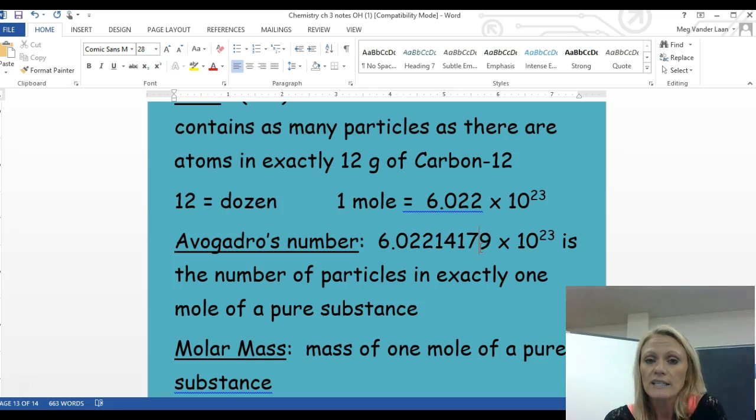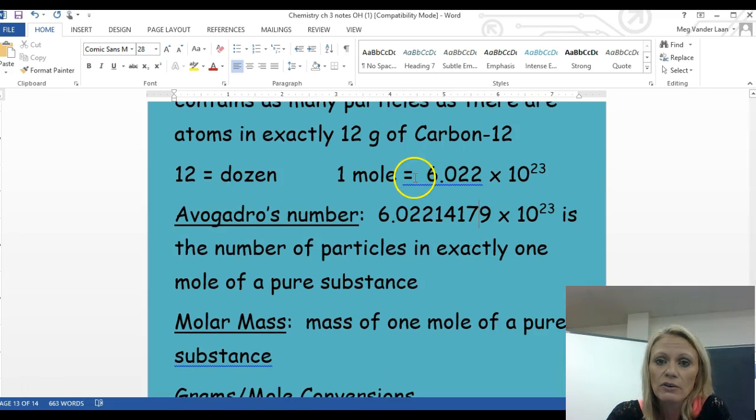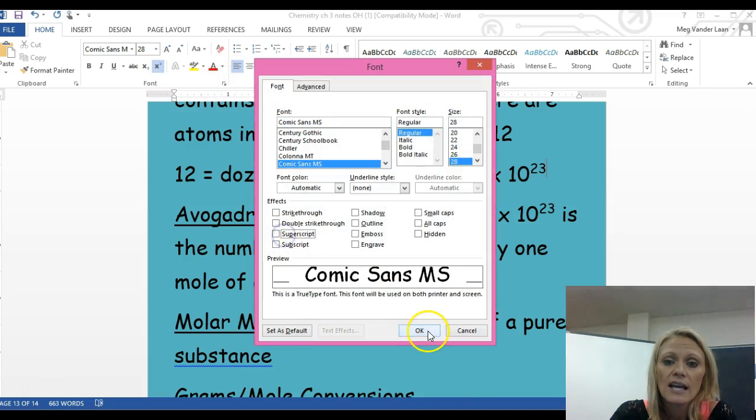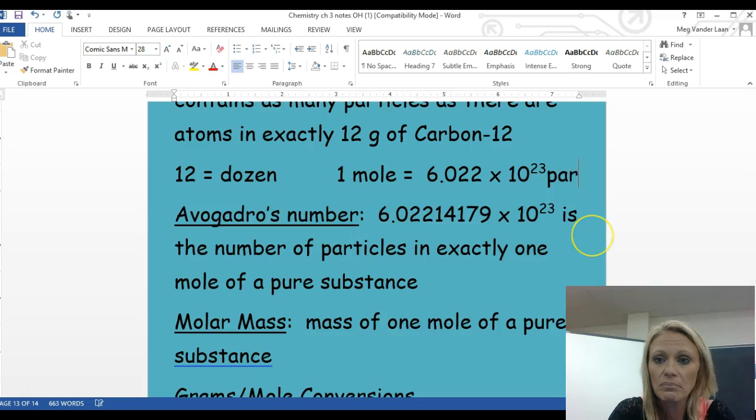So what a tedious job to sit there and count the number of particles in 12 grams. It's not what he did. And we'll work on this in class as well. But that is a number you have to memorize, or I would write that on your note card right there. 1 mole is equal to 6.022 times 10 to the 23rd, and that's particles.